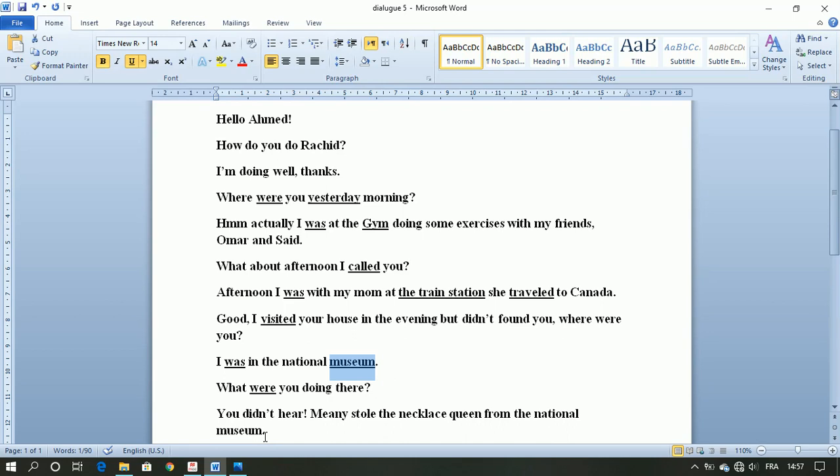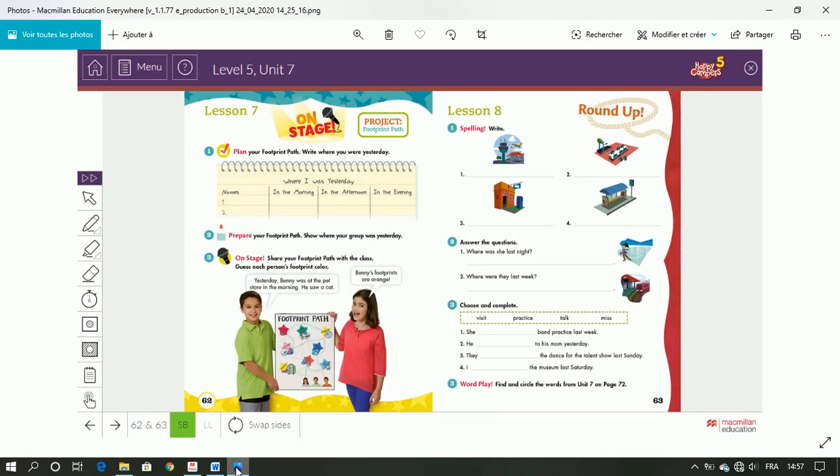Please, I want you to do the same. Write a short dialogue about all what we saw in Unit 7. Use the verb to be in the past. Use regular verbs in the past. Use some places in town in this dialogue, please. Okay. When you finish this dialogue, you have to move here to lesson 8 and write these.